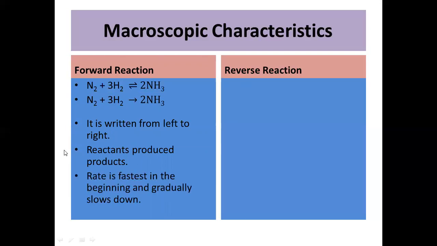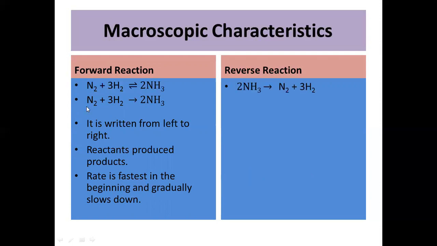The rate is fastest in the beginning and gradually slows down. Why is the rate fastest in the beginning? Because more reactants are there, so the reactants will react together and give product in the forward direction.